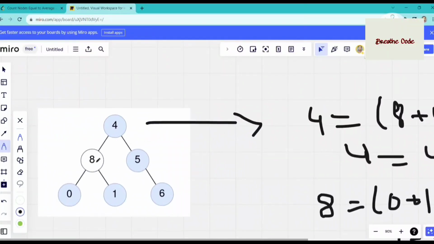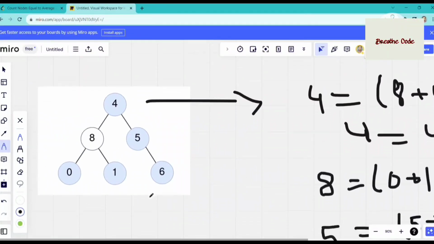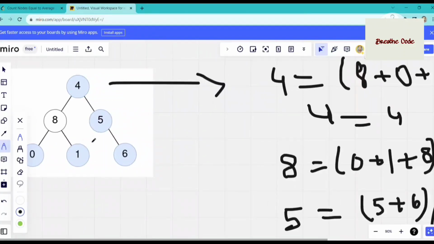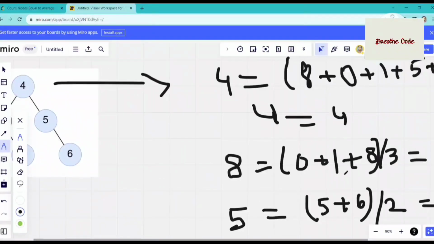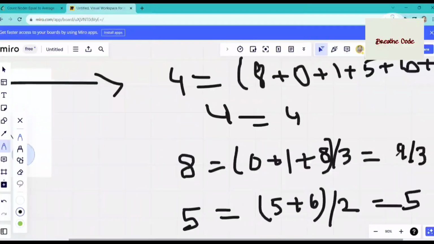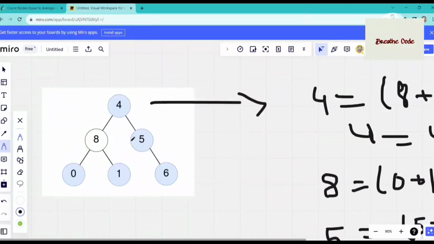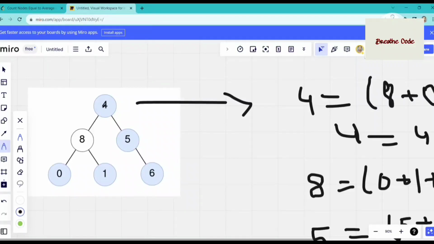So what will happen in this case? For 8, the value of 8 should be equal to 0 plus 1 plus 8 divided by the number of nodes. The number of nodes in this case is 3. So 0 plus 1 plus 8 is 9, and 9 divided by 3 is 3. It will not be equal to 8, so it will not contribute to my answer. The root will contribute to my answer. So at this moment my answer is 1.